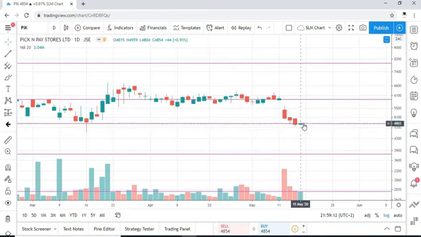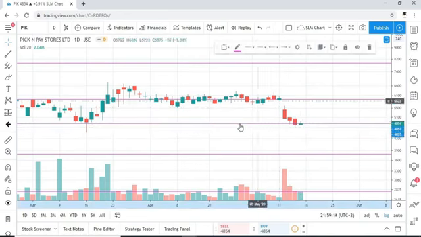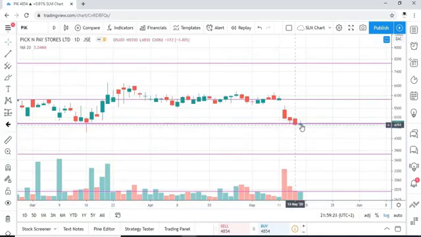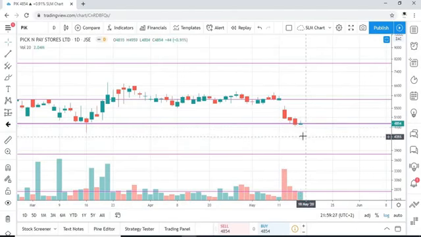So this line is now acting as, let me just expand it so you can see clearer. So this line is now acting as resistance to where the price is. But the line closed just below the area of resistance. So we can consider that this support line is holding.